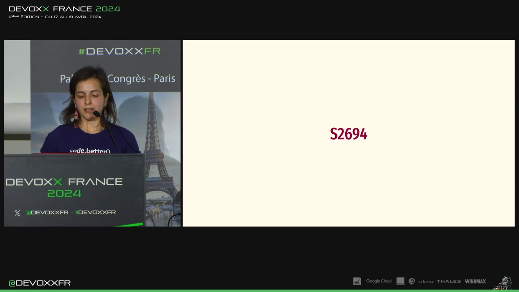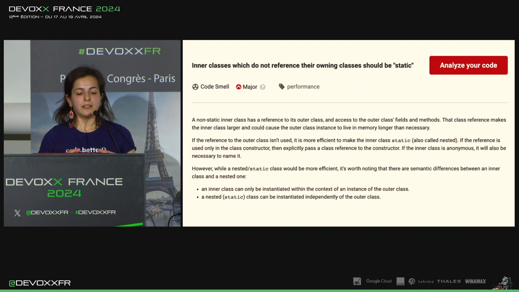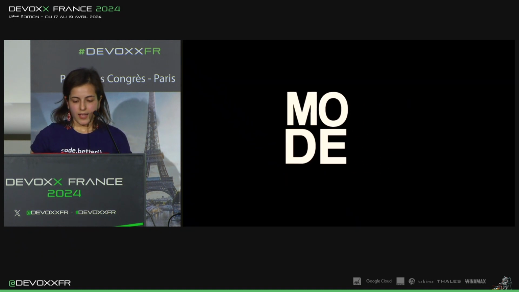And we have some rules about this in Sonar, of course, that inner classes which do not reference their outer class should be static. But unfortunately, we don't have a rule to enforce all inner classes to be static. So this is up to you, up to the developer, to design your code properly and try to avoid using non-static inner classes.